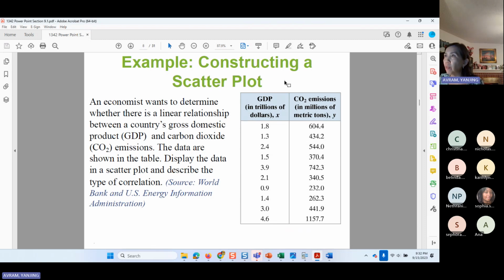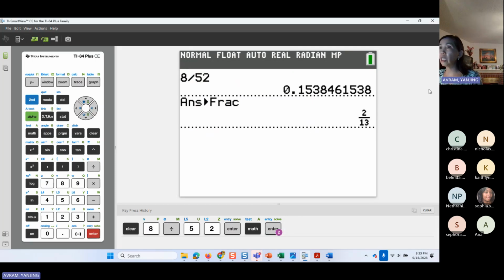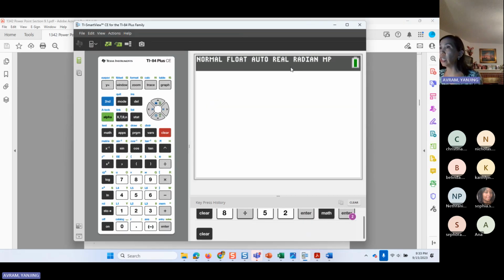So look at this one right here. How do I construct a scatter plot using this data? This is GDP in trillion dollars, and this is carbon dioxide emission. If the GDP goes up, will the carbon dioxide also go up? Not monoxide, which is CO only, but carbon dioxide, CO2. Is this one also going up? It's kind of hard to tell just from this, so we prefer to use the calculator to input the data.